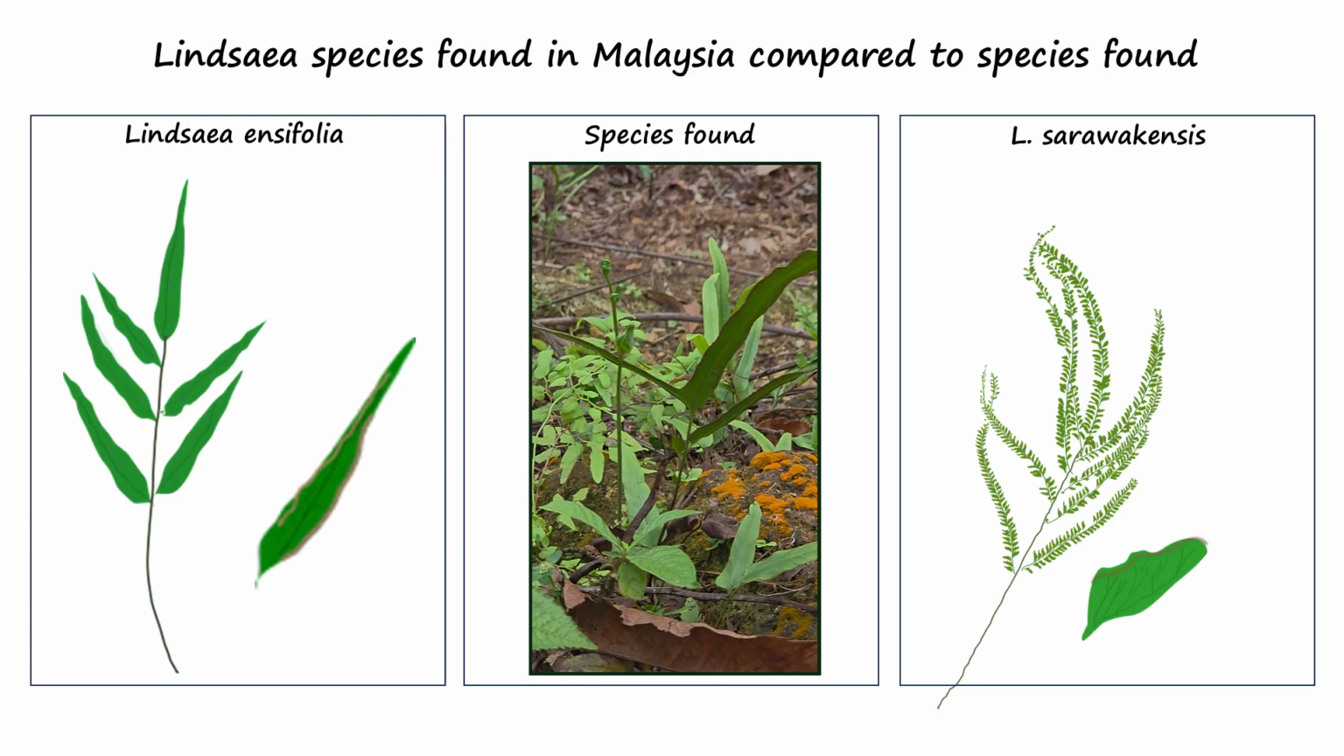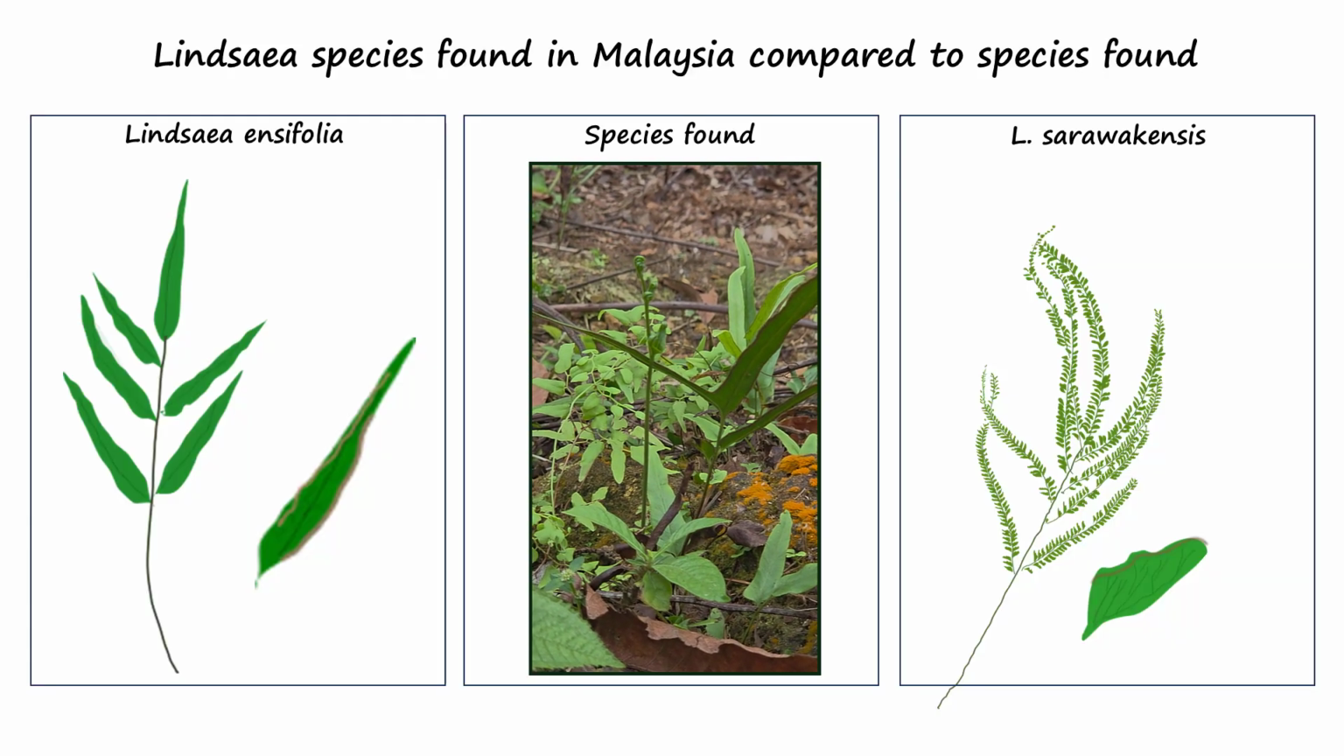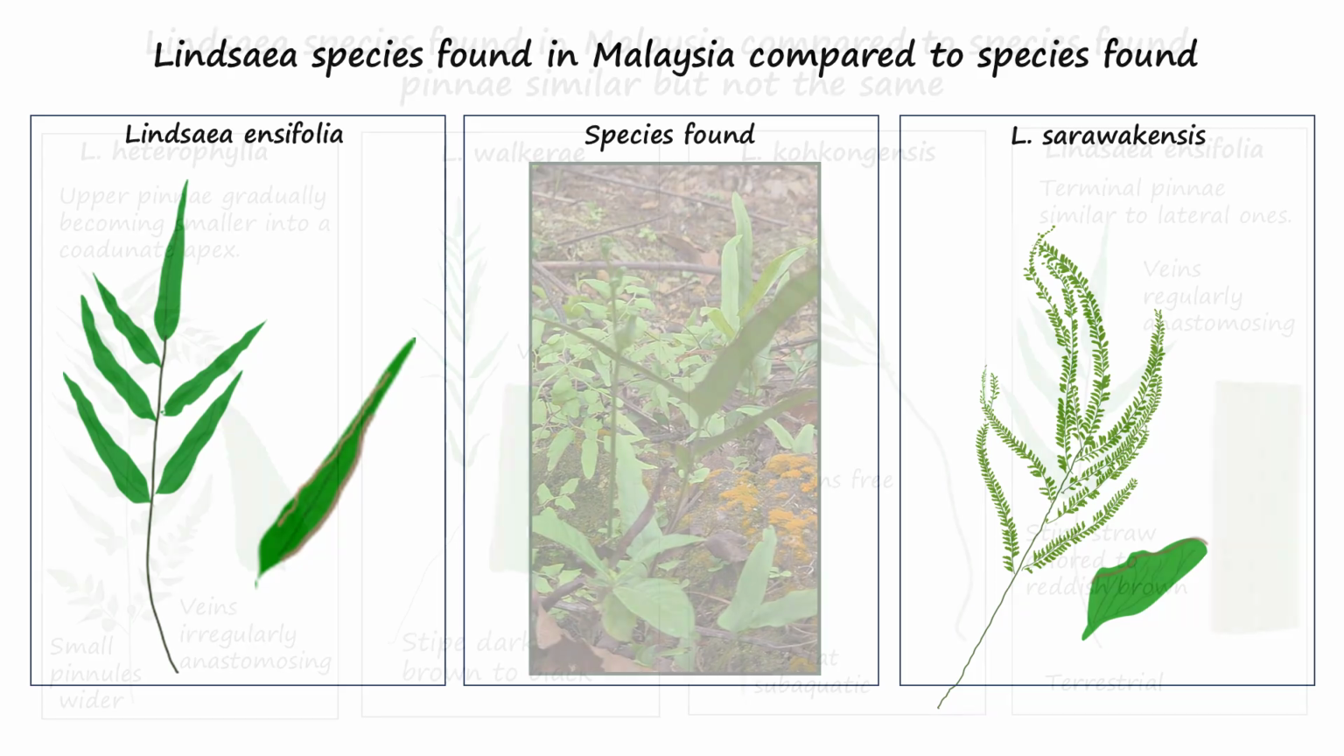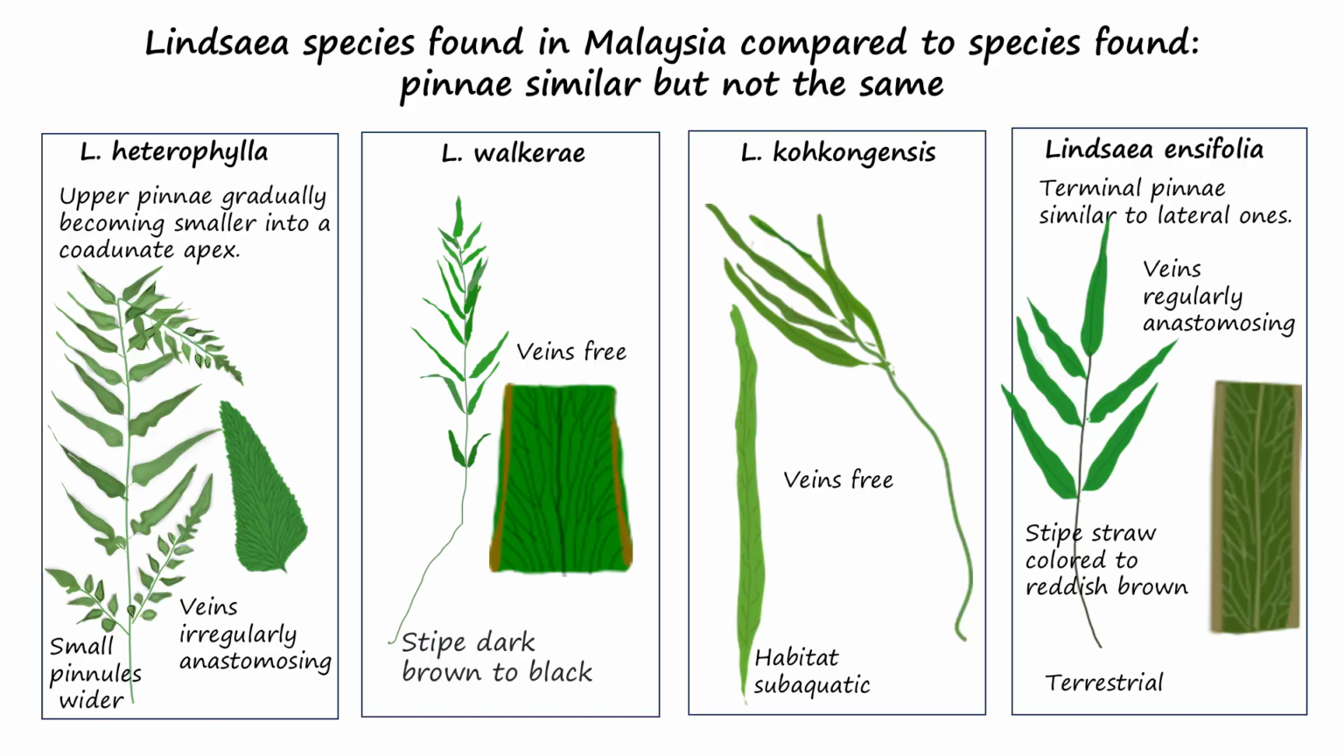The specimen I found has ultimate segments that are lanceolate, linear, or narrowly ovate, as has been described for Lindsaea ensifolia. Species with similarly shaped ultimate segments, but which can be ruled out due to the differences, are Lindsaea heterophylla, which has gradual tapering of upper pinnae, long undivided pinnae apices, and veins irregularly anastomosing. Lindsaea walkeri, which has a dark stipe and free veins, and the more recently discovered Lindsaea cocongensis, which is found in moist areas and has free veins.